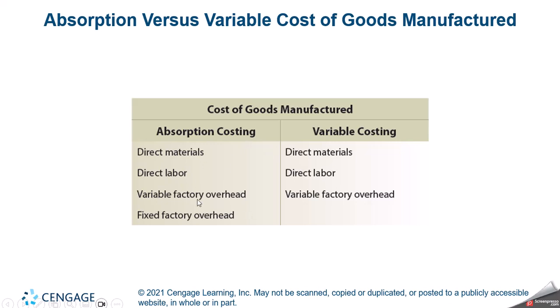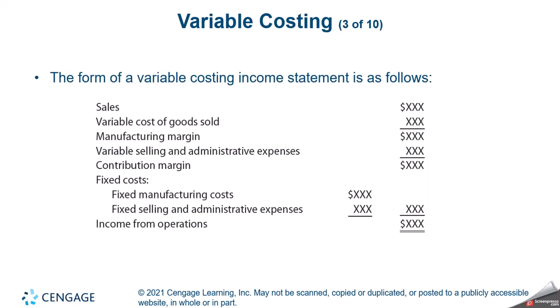So in our absorption costing, which is what we've had in the last chapters, when we calculated our cost of goods sold or our cost of goods manufactured, we had our direct materials, our direct labor, and all of our overhead. Now, when we're using variable costing, that fixed factory overhead is not included in our cost of goods manufactured. It'll be down below on the income statement.